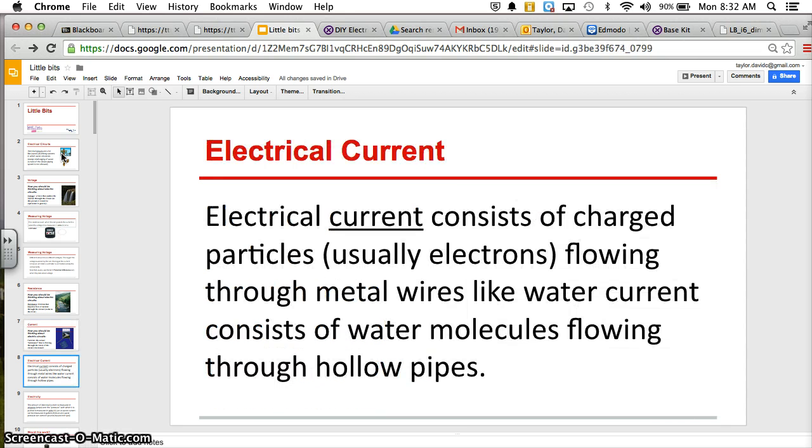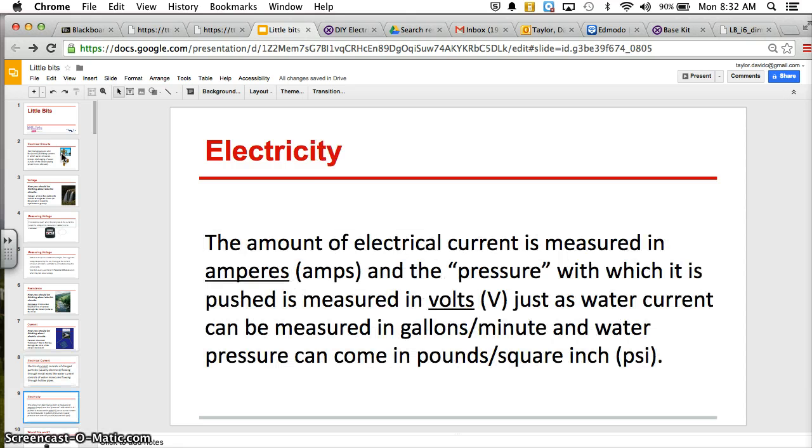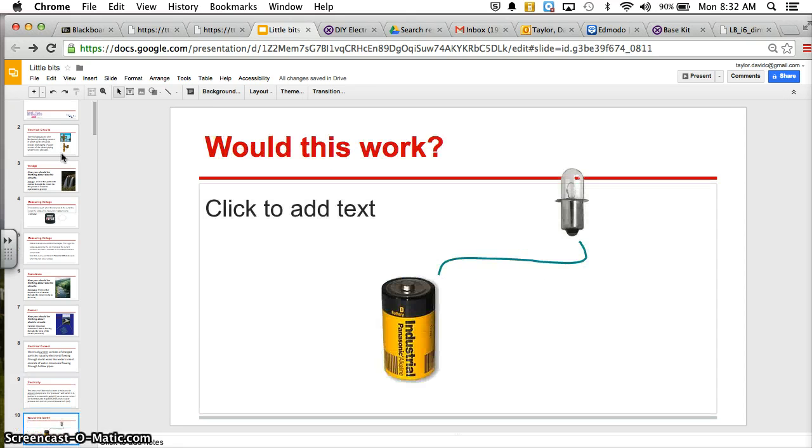Electrical current consists of charged particles, as we said, that flow through metal wires, because metal is a conductor. The amount of electrical current is measured in amps, and the pressure with which it is pushed is measured in volts, just as water current can be measured in gallons per minute, and water pressure can be measured in pounds per square inch, psi.